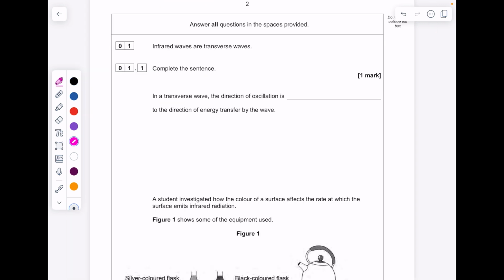Complete the sentence. In a transverse wave, the direction of oscillation is something to the direction of energy transfer by the wave. This is a definition you need to learn off by heart. Oscillation means the same as vibration, and in a transverse wave that occurs at right angles or perpendicular to the direction of energy transfer. If the question had been about longitudinal waves, you would have substituted perpendicular for parallel.